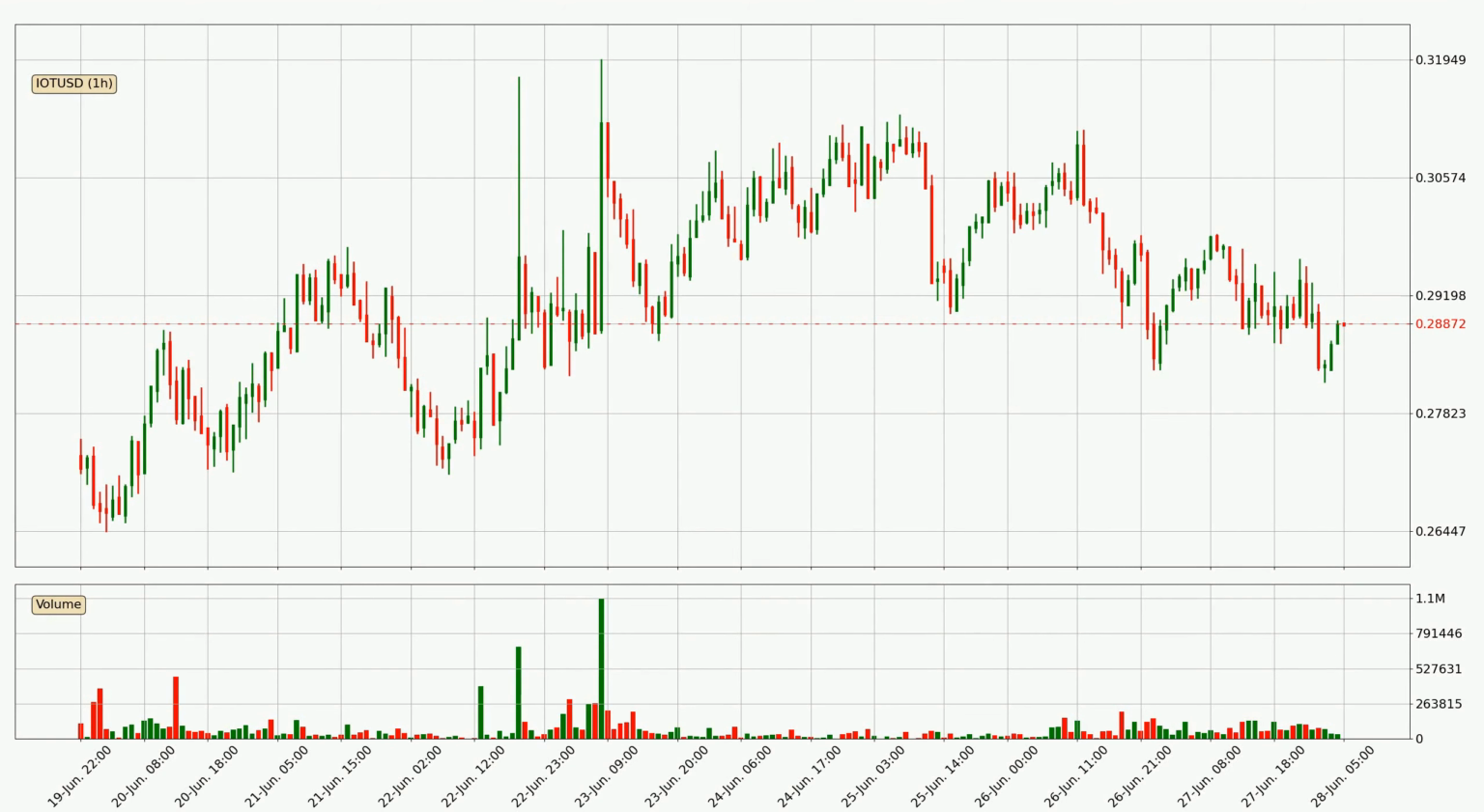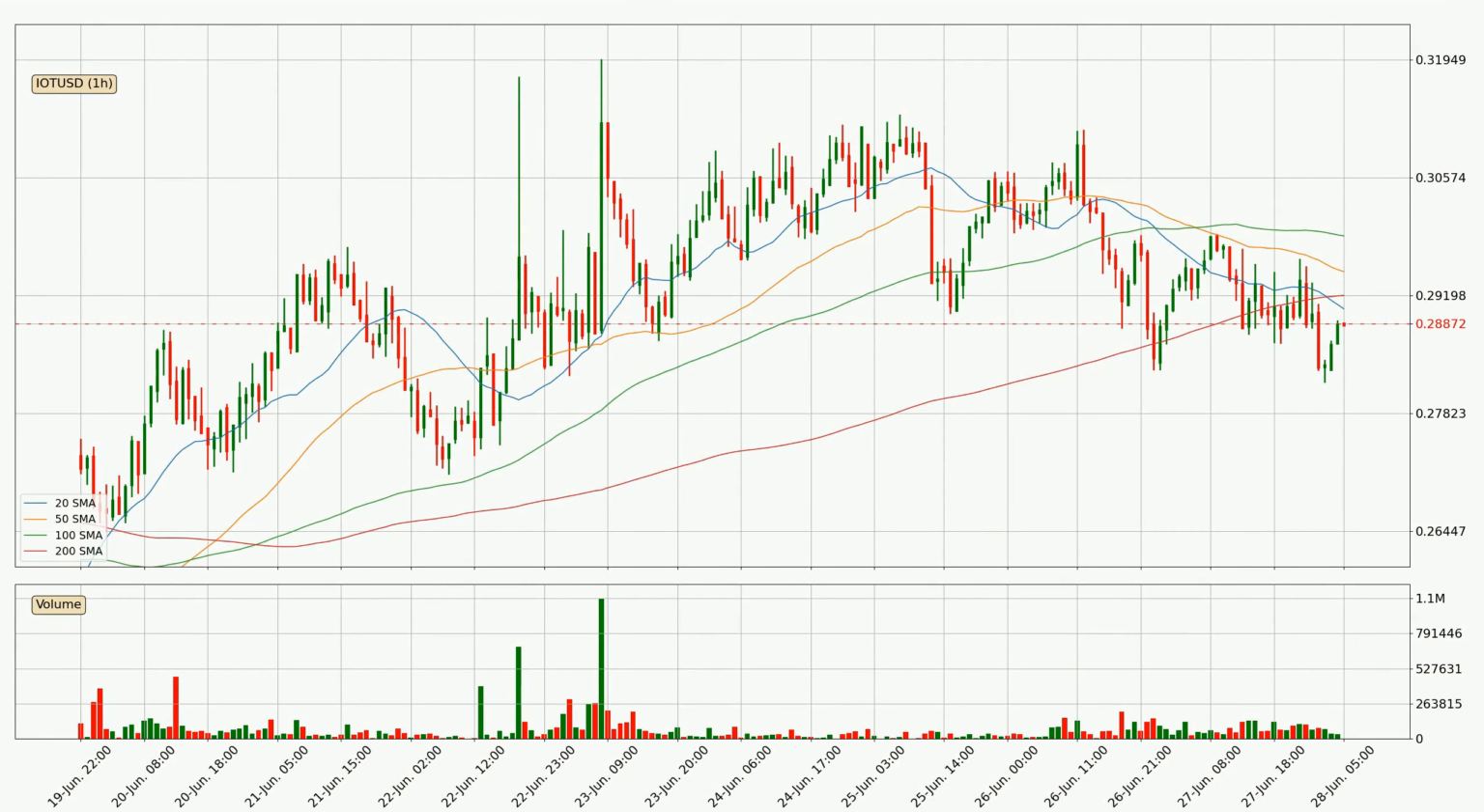By taking a closer look at the hourly time frame for IOTA, the price went down only slightly, by about 1.4% in the last 24 hours, and has a current price of 28.9 cents. Next, looking at the simple moving average, or short SMA, we get it by adding the close prices for a certain amount of candles and then dividing it by the number of candles. We usually calculate the different SMAs by taking the last 20, 50, 100 and 200 candles.